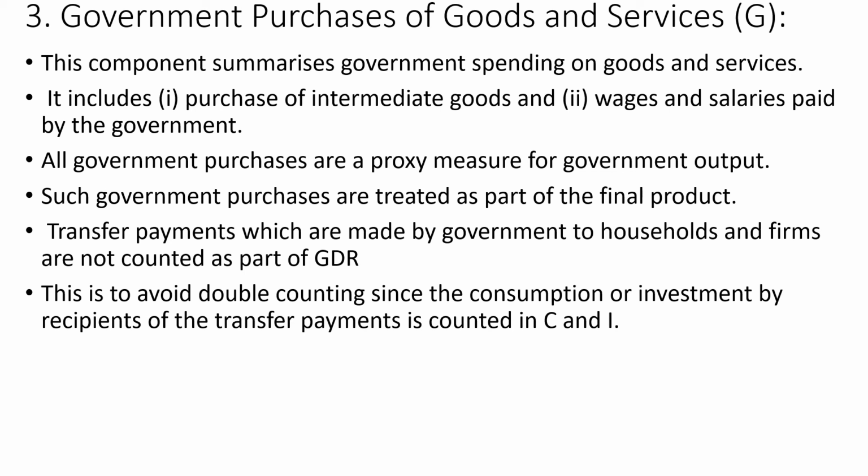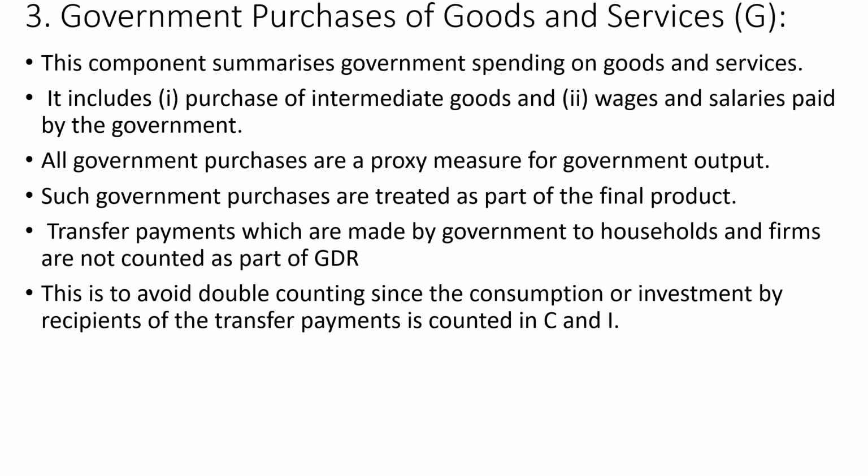Transfer payments which are made by the government to the households and firms are actually not counted as government expenditure. This is to avoid double counting, since the consumption or investment by the recipients of transfer payments is counted in the case of consumption expenditure and investment expenditure. So just to avoid the process of double counting, we are ignoring that aspect from government purchases of goods and services or government expenditure.